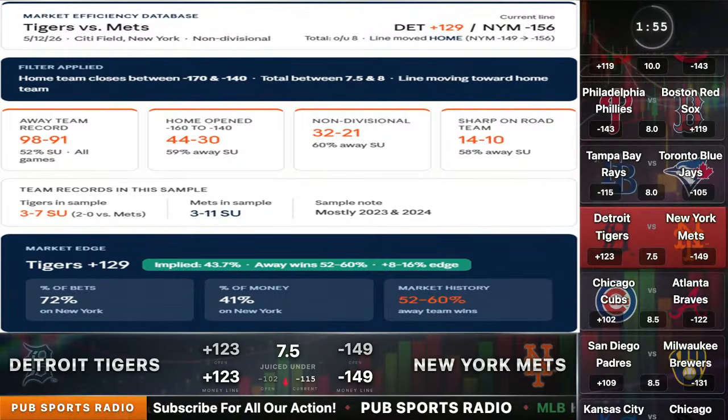Now, the Tigers aren't very good either. They're 3-7 straight up in the sample, not very good. However, two of their 3 wins were against the Mets. I found that to be fascinating. So I love the market. I do think we have a massive edge.